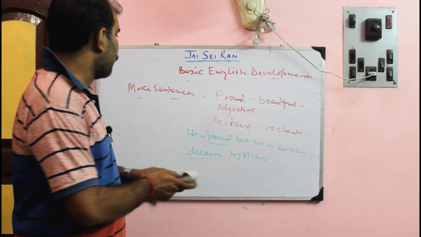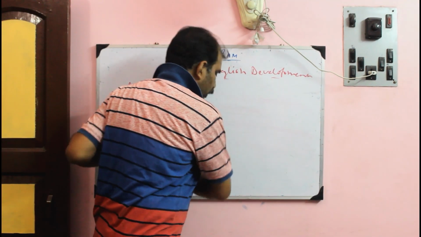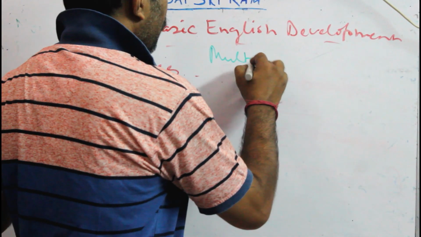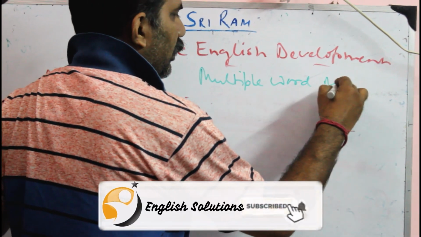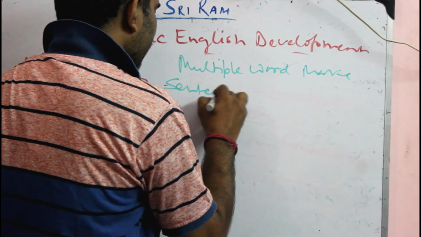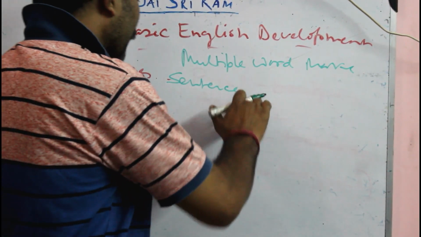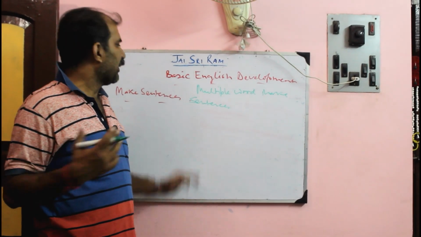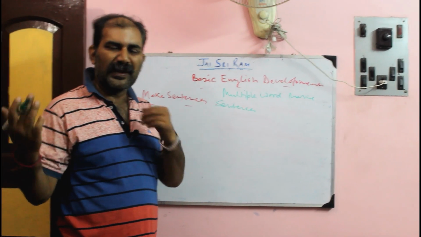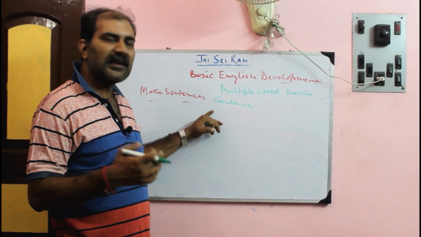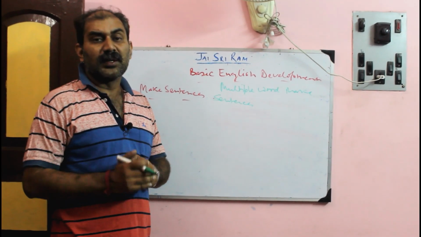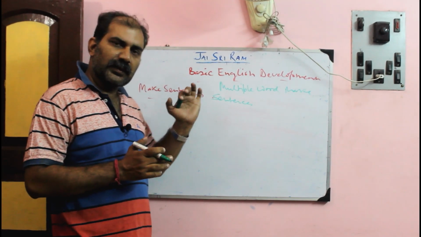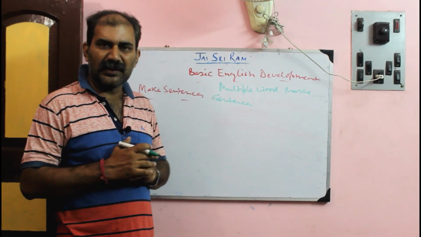And the third thing is known as multiple word make sentences. Friends, what is multiple word make sentences? It comes after single word make sentences and double word make sentences. It depends upon the individual quality of a student when he shall be doing multiple word make sentences. But first you have to ensure that he or she is good in single word make sentences, also double word make sentences. Then only you can move on to multiple word make sentences.